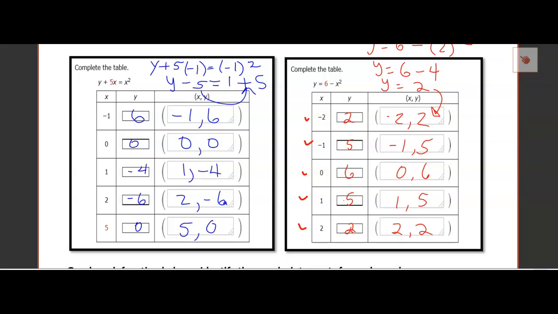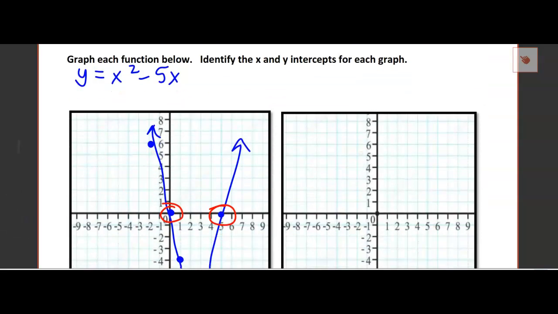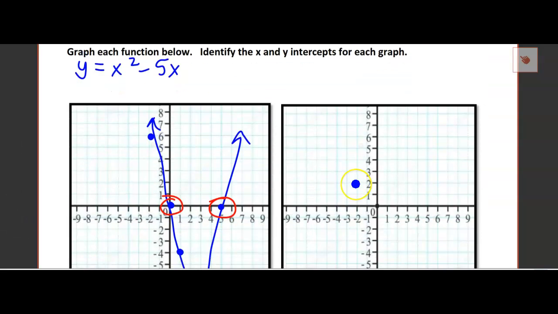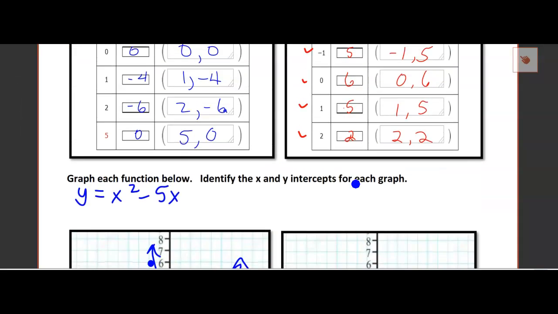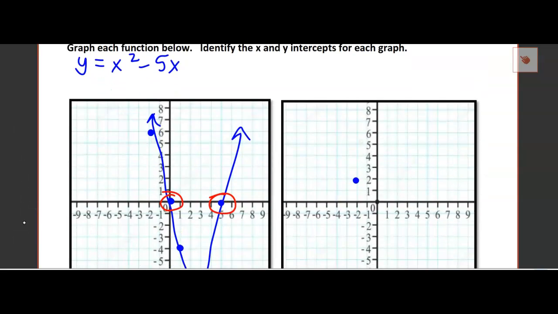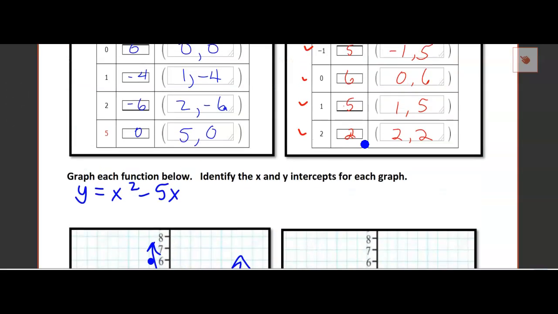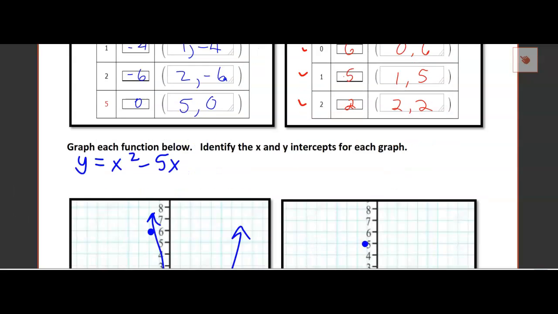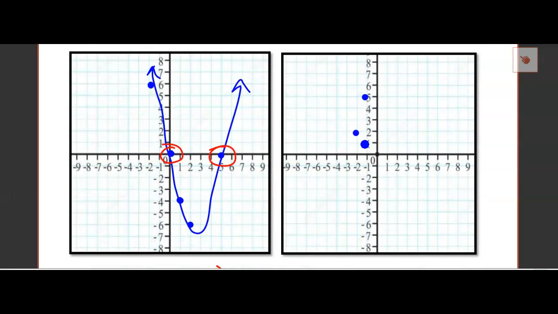Now let's come down here and plot those. So let me get a bigger marking pen and let me go back to blue. So let's first mark the -2, 2. So I go to the left 2, up 2, puts me there. The -1, 5 means I go left 1 and up 5. So I'm going to go left 1 and up 5. 0, 6 means I go 0 left or right, but I go up to 6. There's 0, 6.